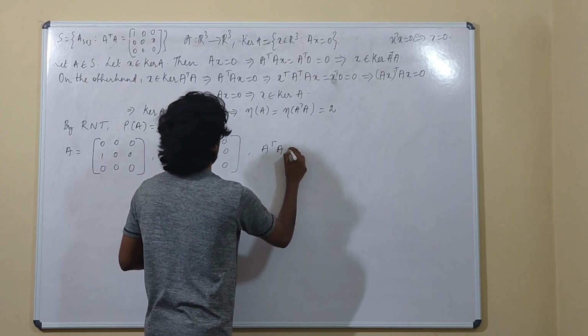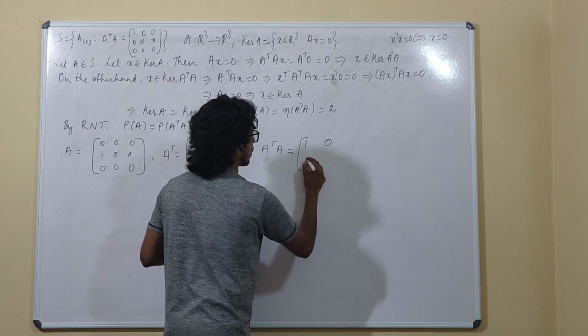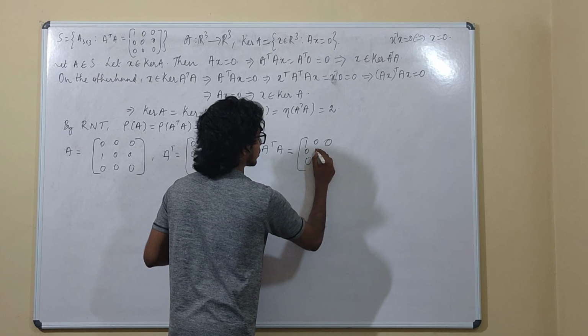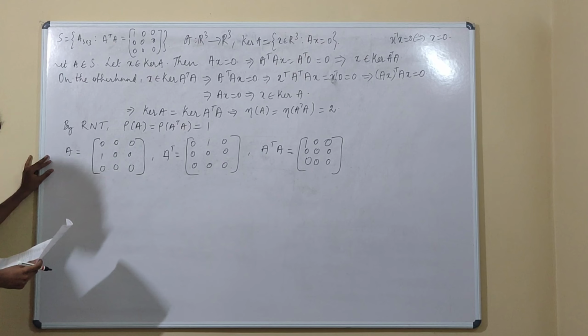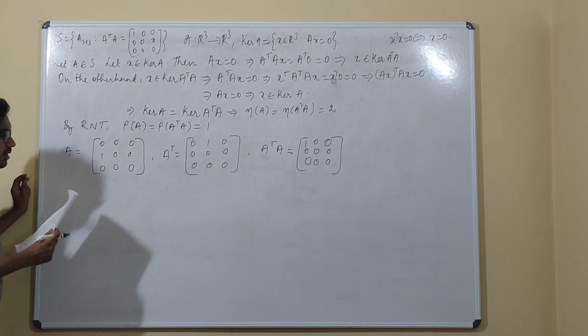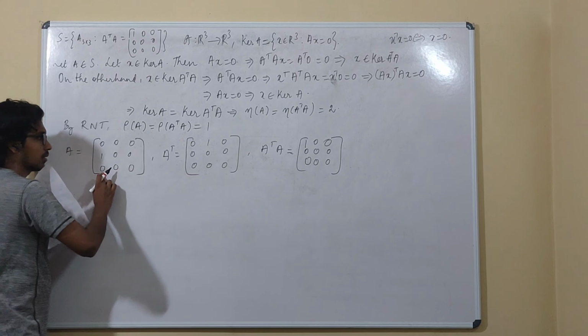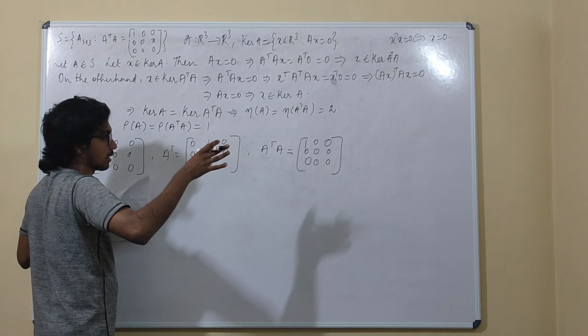Therefore, A transpose A would be what? 1, and the rest zeros. Clearly, this is a nilpotent matrix. So we are able to identify one such matrix. You can have 1 here. Therefore, the transpose will have 1 here, and when you multiply, that is going to be there.